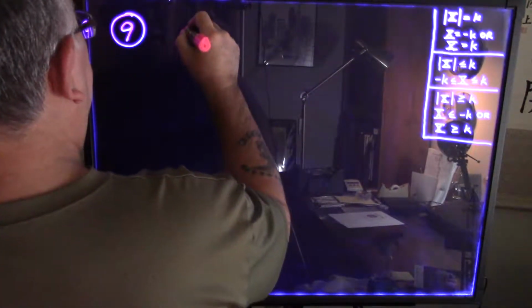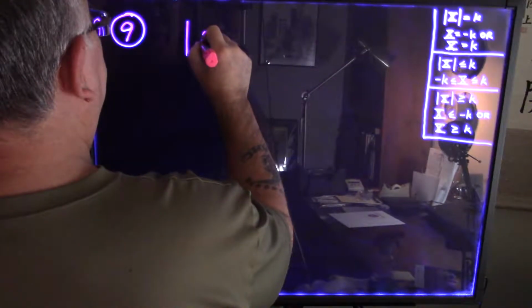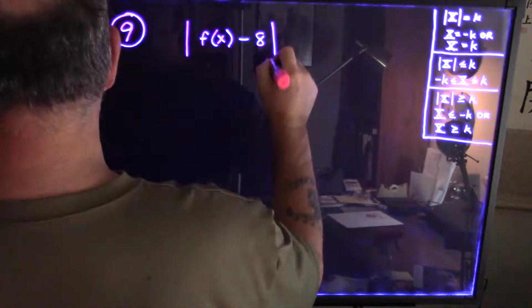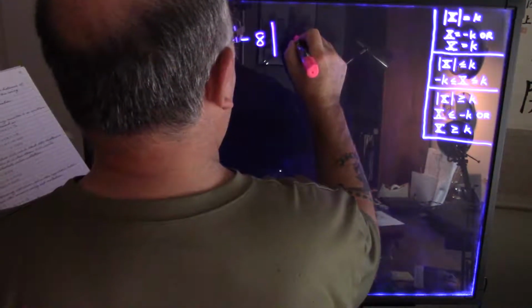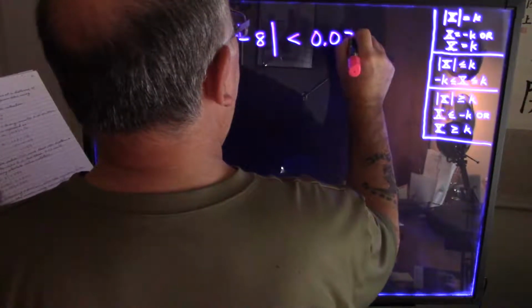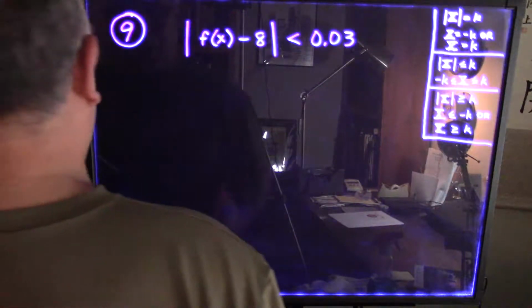Number 9. Find all function values f of x such that the distance from f of x to the value 8 is less than 0.03 units. Express this using absolute value notation. All right, so the distance between f of x and 8 is represented by absolute value of f of x minus 8. And we're saying that this distance is less than 3/100ths, 0.03. So there's our inequality.